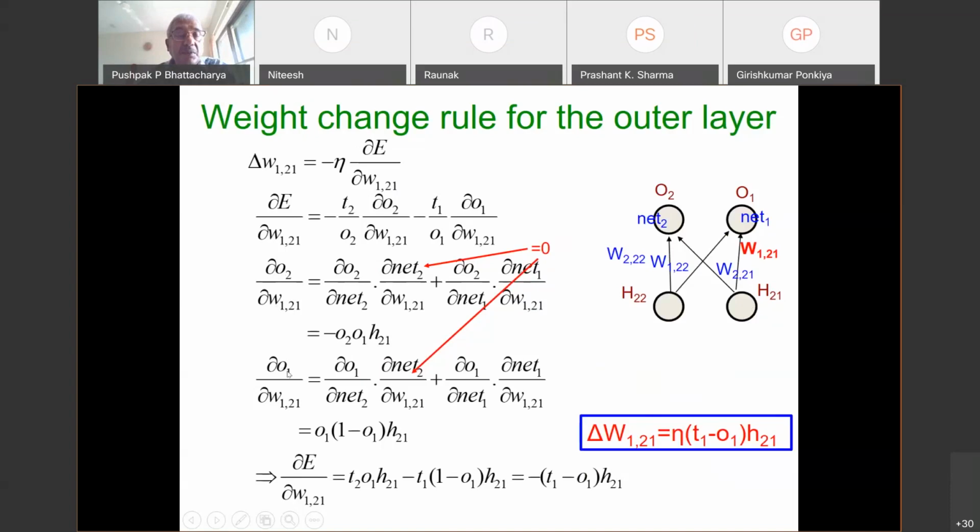I look at delta O1 delta weight. So delta O1 delta weight is delta O1 delta net 2 into delta net 2 delta W plus delta O1 delta net 1 into delta net 1 delta W. So here again, since O1 is a function of both net 2 and net 1, I have to introduce both these controlling variables and sum them up. And the chain rule is in the form of the derivative of output with respect to net input and the derivative of net input with respect to the weight.